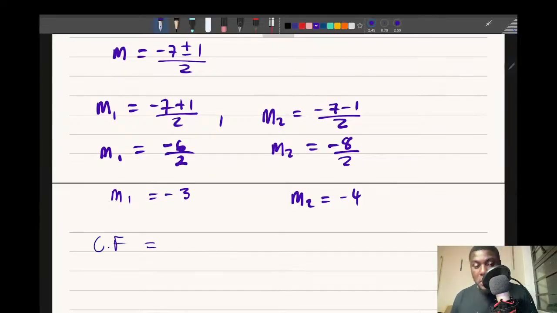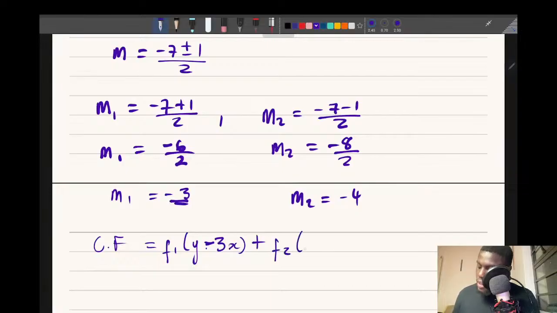You put your complementary function. Let's write it down. We say f1, then y minus 3x, plus f2, then y minus 4x. Is this the complementary function? Yes! You're done! This is going to be the complementary function. We say to you, well done. Free marks. These type of things, we don't play with them.